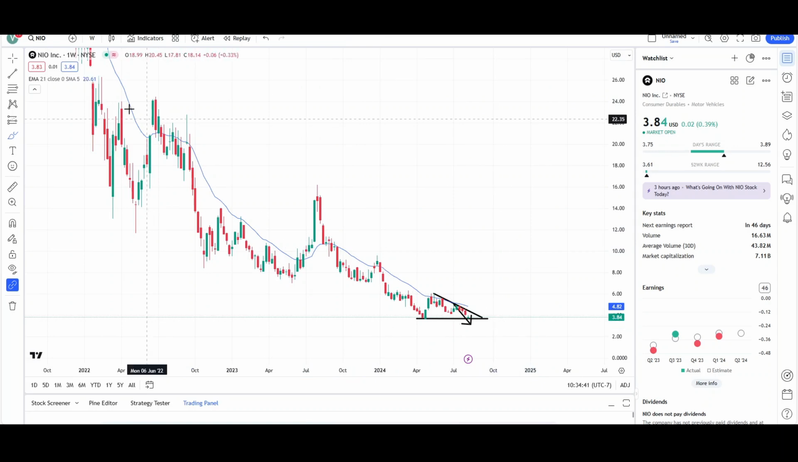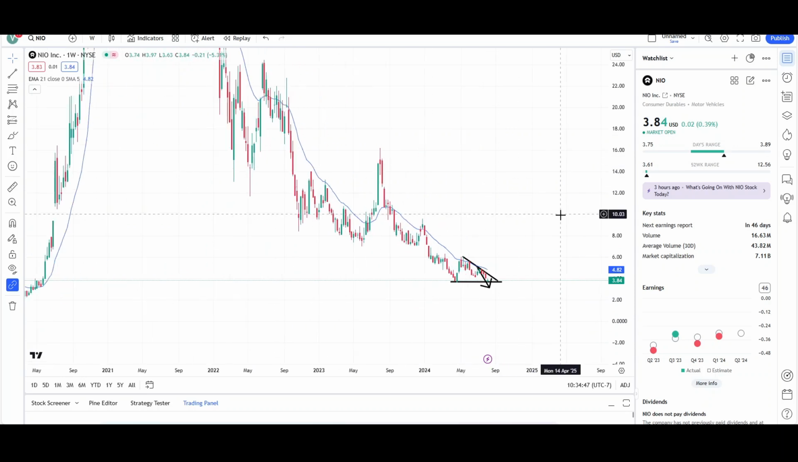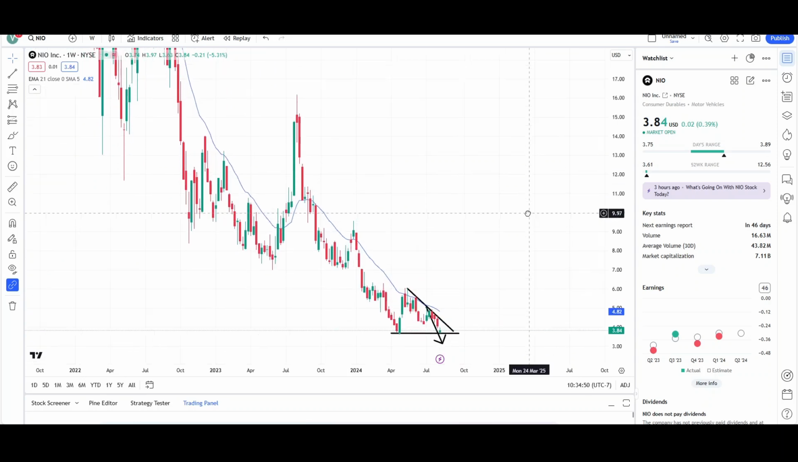So expectation is lower prices, most likely low threes, and then maybe even eventually the sub $2 level. We'll see what happens. But as of right now, that's all I see for NIO on the daily and weekly charts.